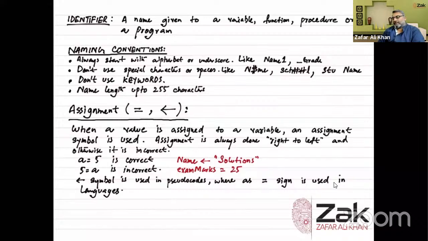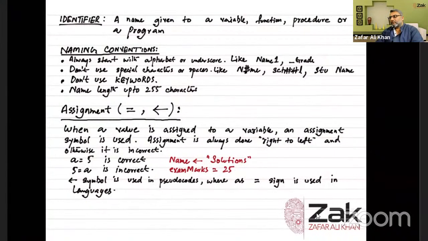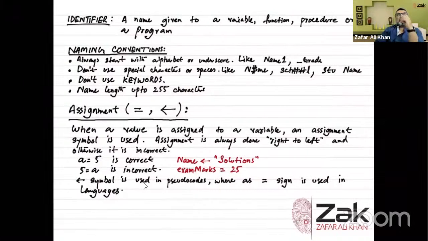Assignment. So I was explaining that assignment in computer science is from right to left. Okay, in computer science, the assignment is from right to left. Whatever is on the right is always the literal, and whatever is on the left is always the identifier. That is why in pseudocode, instead of the equal to sign, we use a left pointing arrow.